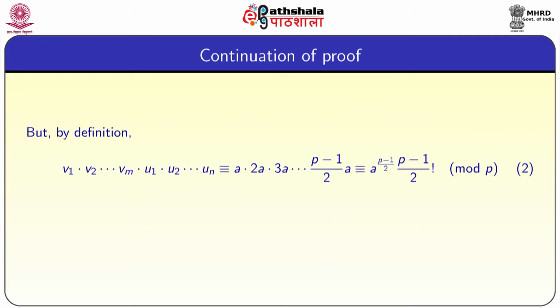Now, by definition v1 v2 ... vm u1 u2 ... un is nothing but a, 2a, 3a, and so on up to ((p-1)/2)a.